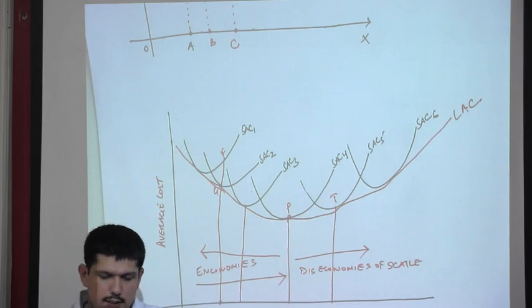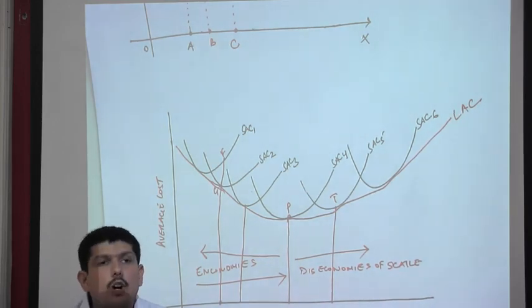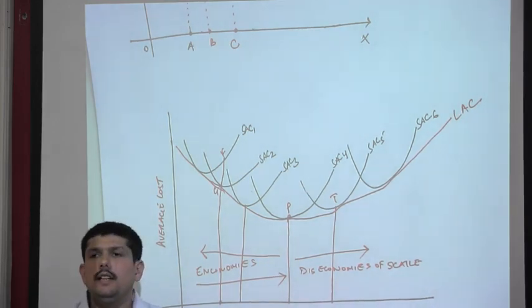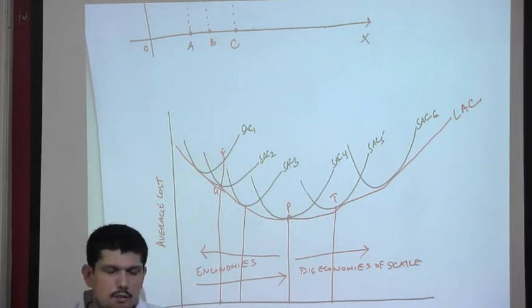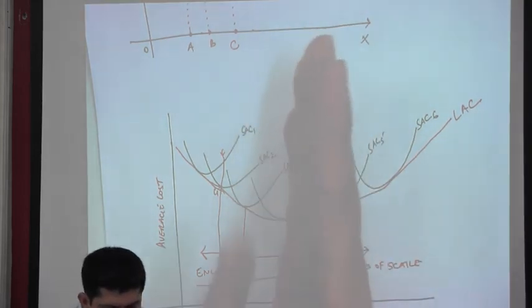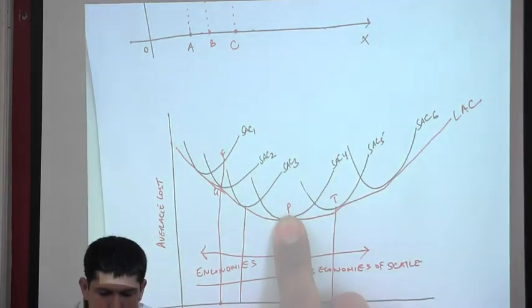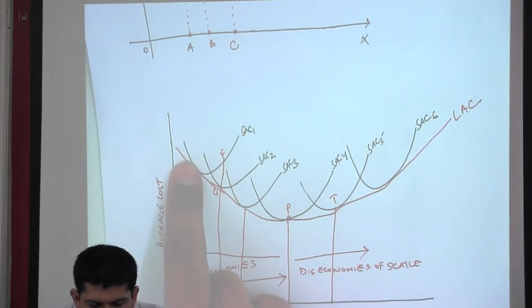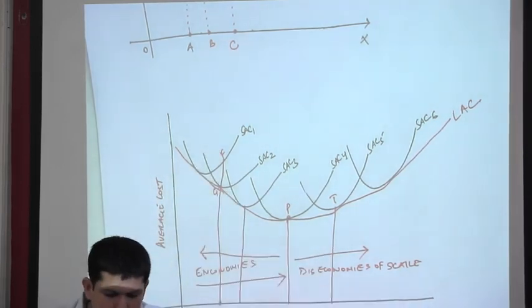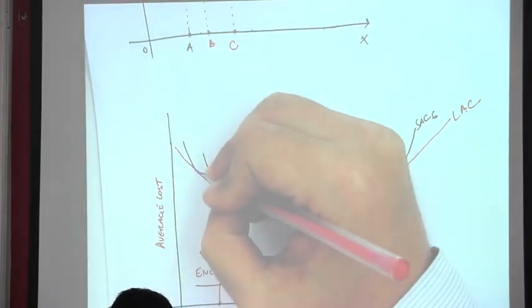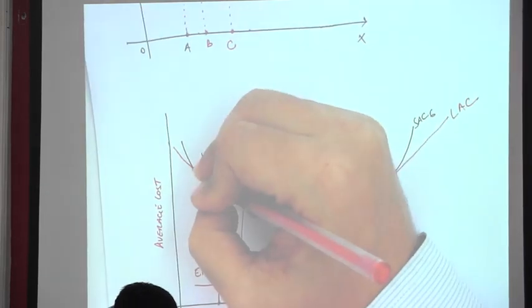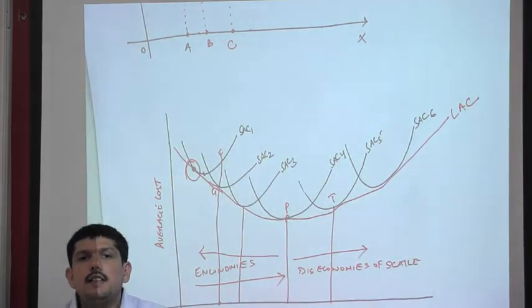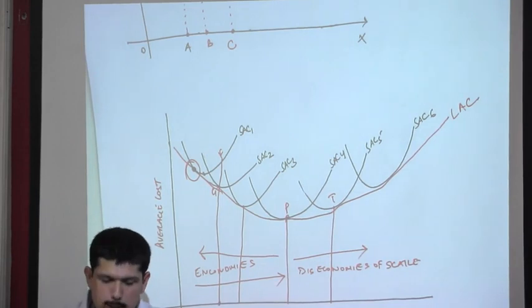See, how it works is that LAC is not tangent at the lowest point in the short-run average cost curve. In this particular phase, before the optimal level, the long-run average cost curve is tangent to the falling SAC, not at the lowest point. Maybe this is the lowest point. Where is it tangent? Here. It is tangent to the falling SAC, right?